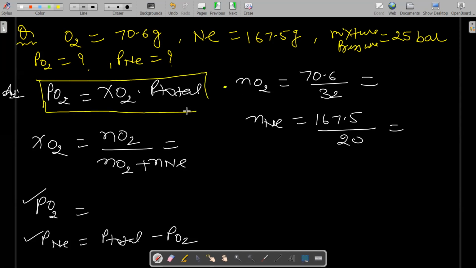Yes, ma'am. Okay, right. And what is the first point you have to calculate? Then what is the second point? Then what is the third point? Partial pressure of O2. Again, you have to apply this formula. That is the third point. And then the last, you can do this. So just solve it and write the answer.